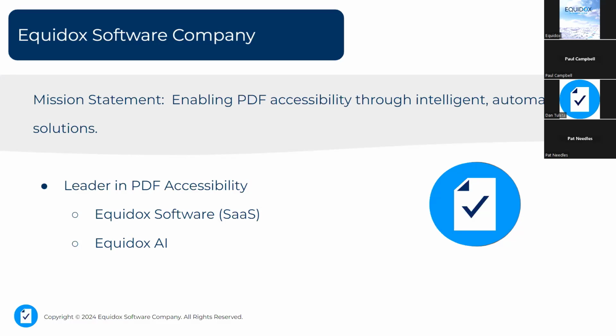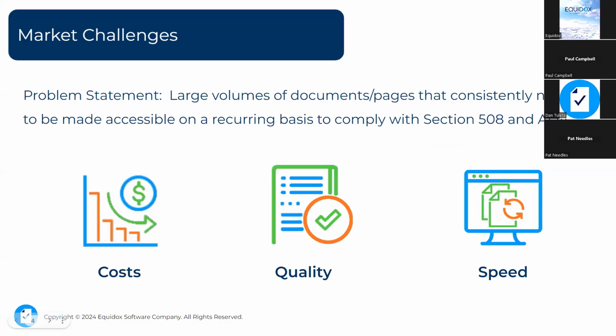Equidox AI is a fully automated PDF remediation solution that removes the traditional manual remediation methods and auto tagging methods while increasing quality, accuracy, and compliance. Equidox AI is utilized for use cases where there are templated, reoccurring, large volumes of documents where manual remediation methods are just too cumbersome and daunting to address. There are three main challenges when it comes to PDF remediation that we have found.